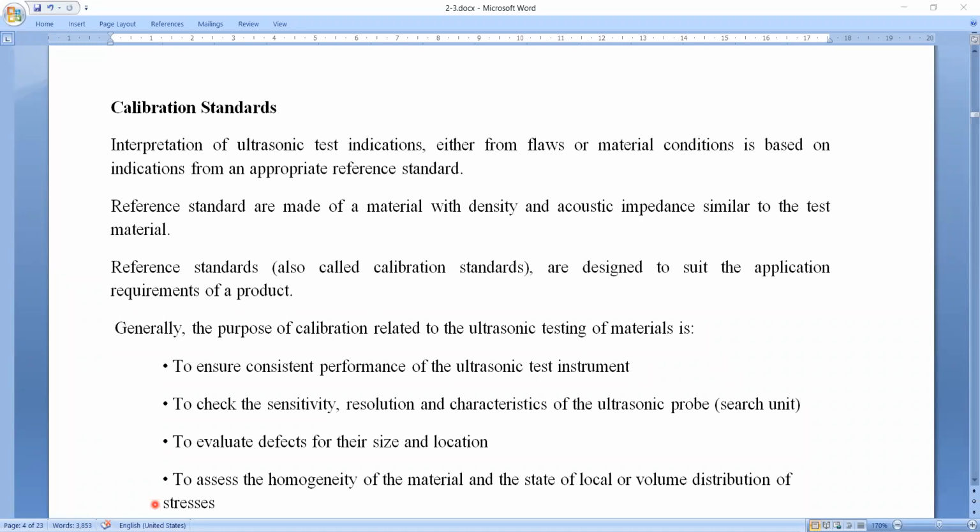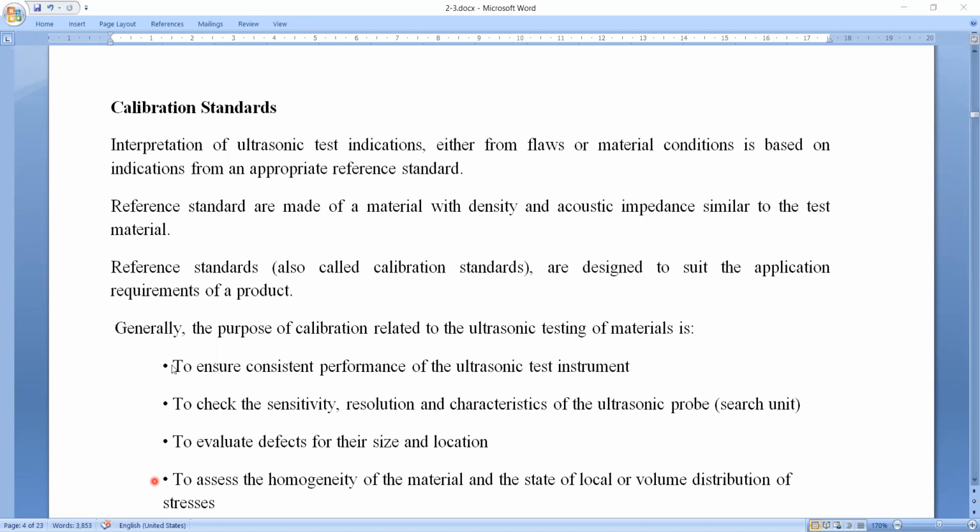Based on the indications from the appropriate reference standards, we have some reference standards. By comparing our results with those reference standards, we interpret and analyze the defects in the components. So we are comparing the results with the standard references.